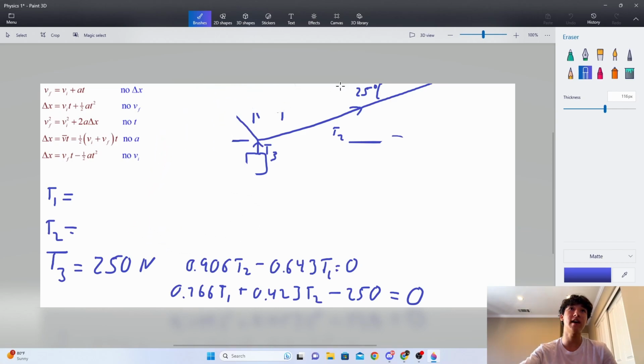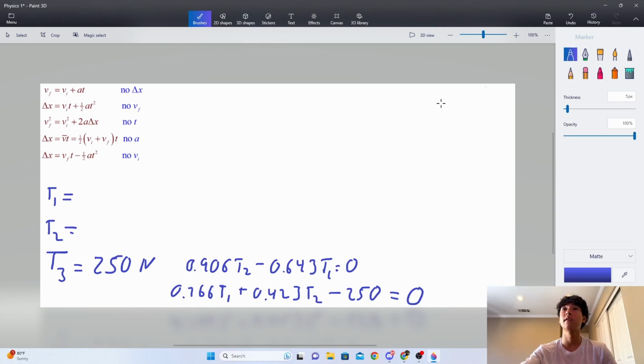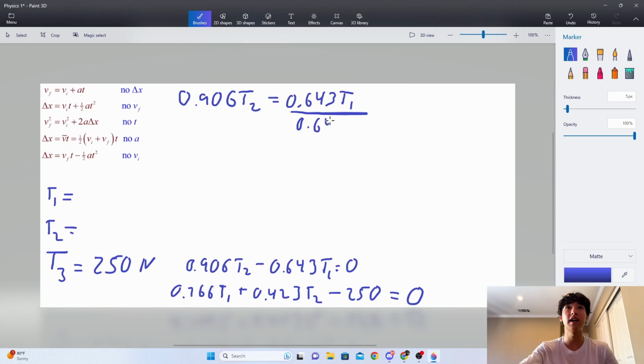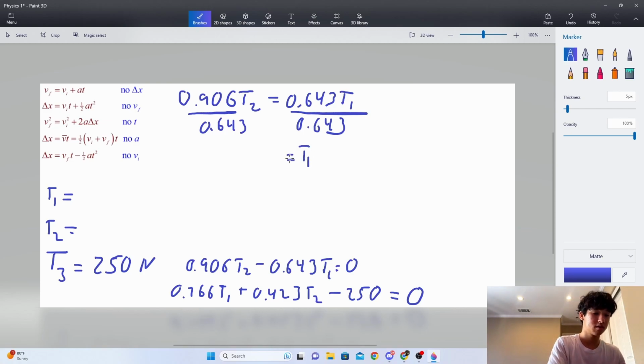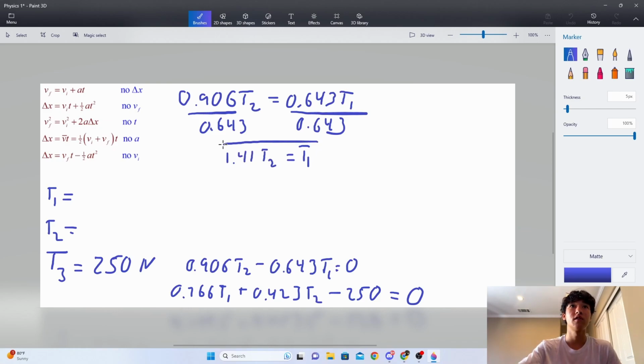And now it is simply time to do some math. All right, so here's what we're going to do. We can add T1 on both sides, so 0.906 T2 becomes positive on this side. And that's it. Now let's isolate one. We'll isolate T1 by dividing by the coefficient on both sides. So T1 is equal to 1.41 T2. So this is what T1 is equal to.